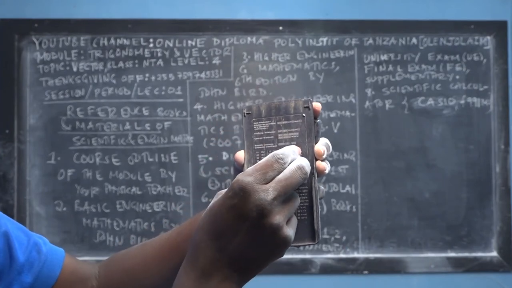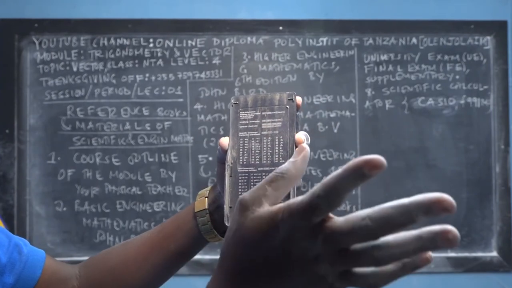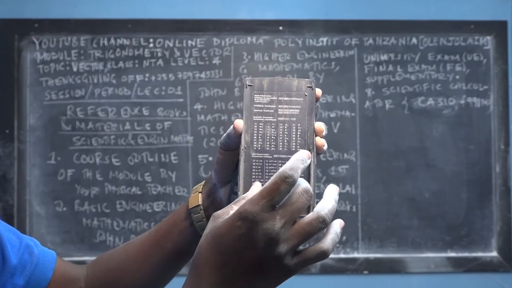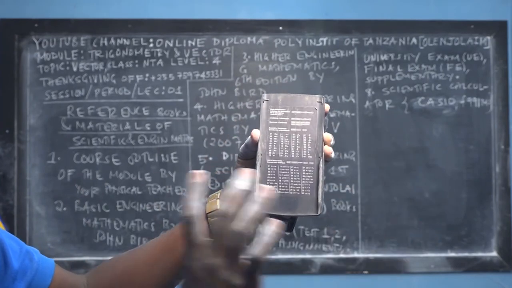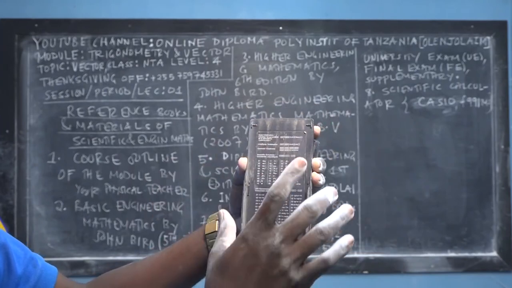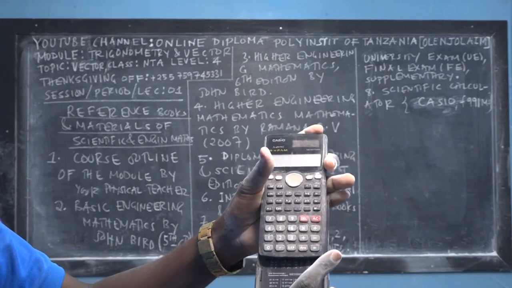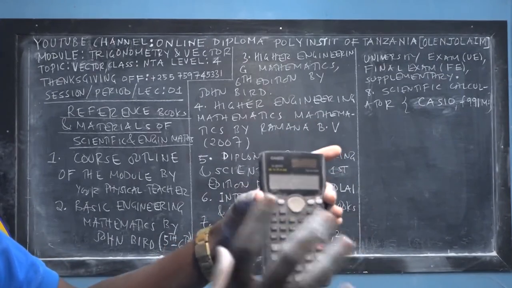The good thing is that the back cover contains constants, which we sometimes need in physics if you're learning physics, or in chemistry. It also has unit conversions. So that's the importance. I'll be teaching you step by step. And in this channel, I will also add other requirements on how you can use this scientific calculator successfully to aid you in your process of learning.